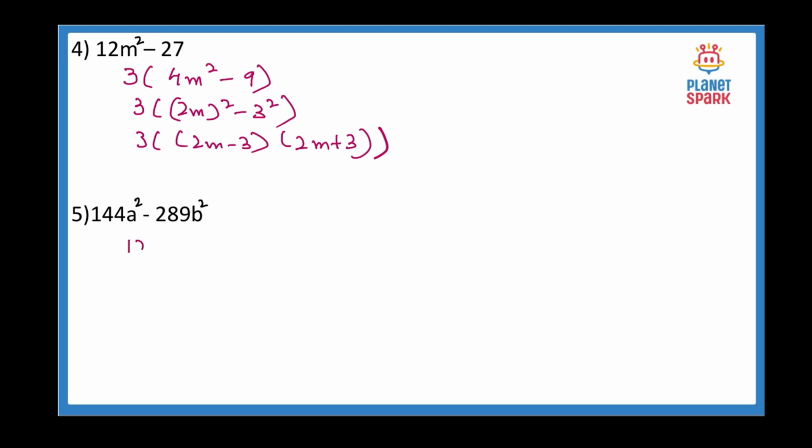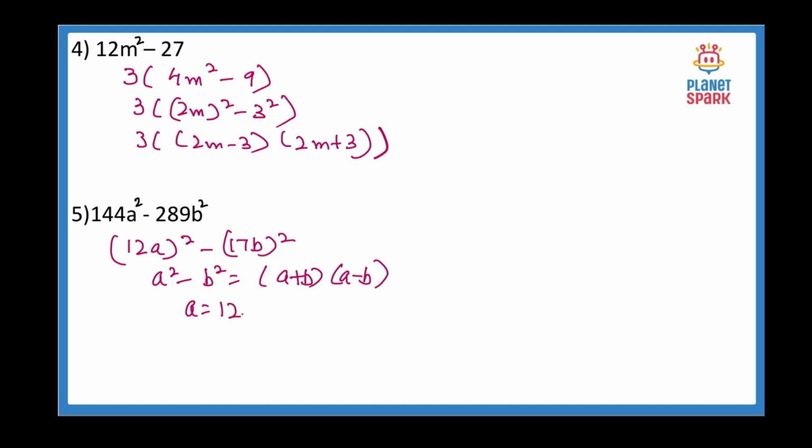Next one is 144a square minus 289b square. 144 is the square of 12, so 12a whole square. 289 is the square of 17, so 17b whole square. We are using the identity a square minus b square is equal to a plus b, a minus b. In place of a I have 12a, in place of b I have 17b. So my answer would be 12a plus 17b and 12a minus 17b.